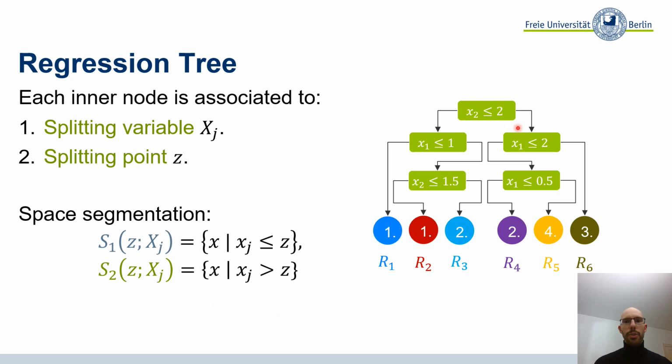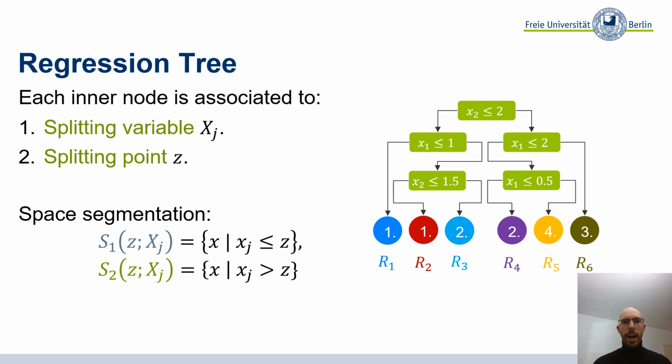And so the inner nodes of our regression tree are associated to a splitting variable xj and a splitting point c. So what does this mean exactly, this splitting variable xj? Well, remember that our input data in machine learning typically has a high number of dimensions, with each dimension representing a different feature of the data objects.